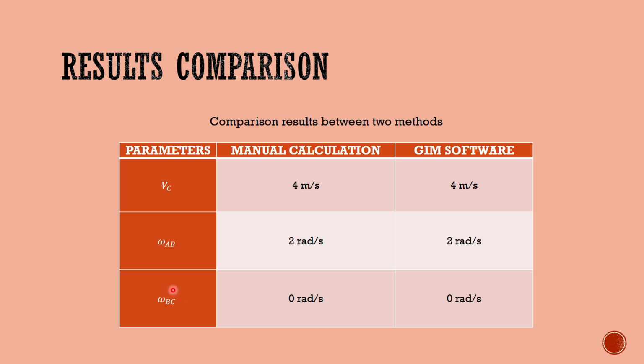The next parameter is the angular velocity at BC. From the manual calculation, by using the relative motion analysis method, the angular velocity at connecting rod BC is equal to 0. Same goes for the GIM software. It provides the angular velocity of connecting rod BC as 0 radians per second.